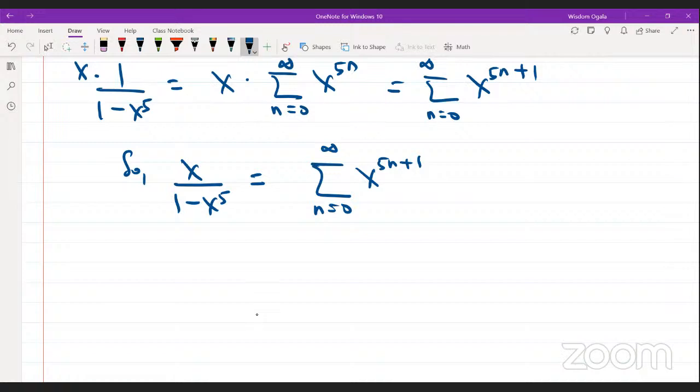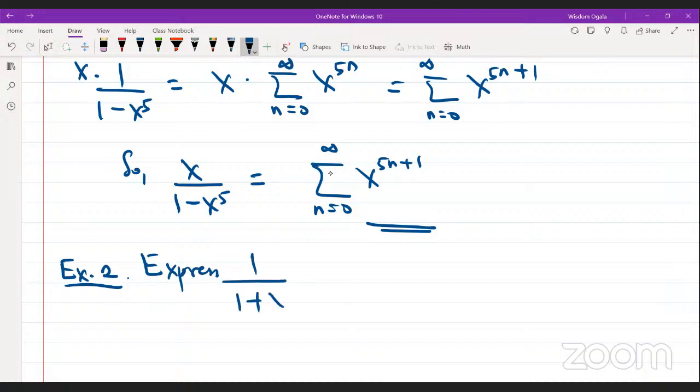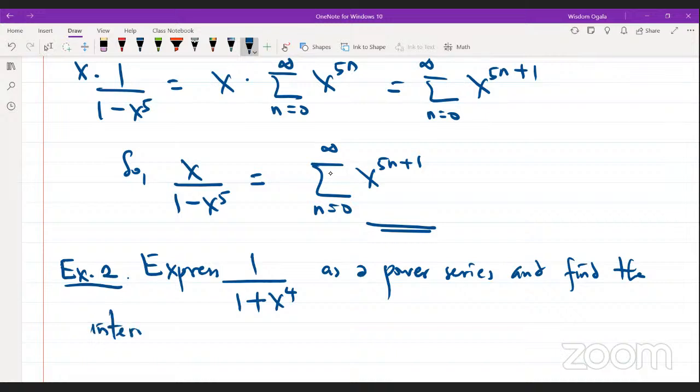Now let's look at another example. In this example, we want to do something similar, but with a little tweak. Express 1 divided by 1 plus x to the fourth as a power series, and find the interval of convergence. Remember from 11.8, we discussed the concept of interval of convergence.